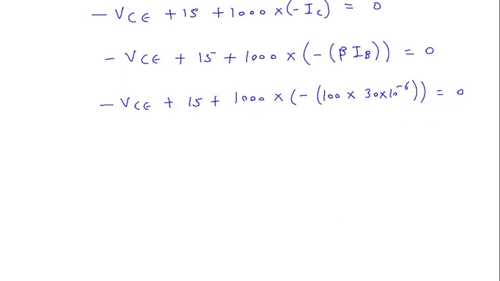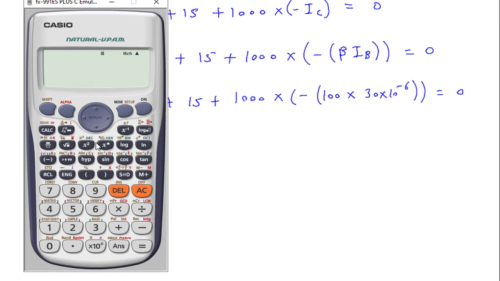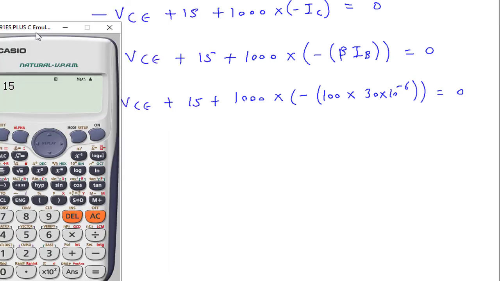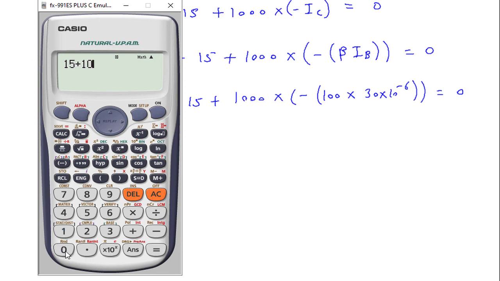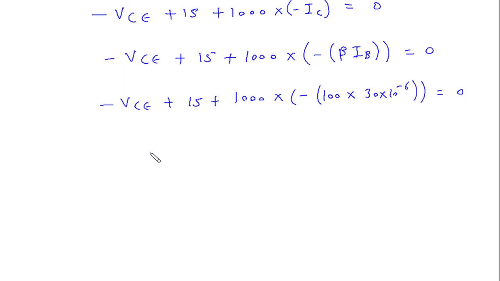Now this will be 15 plus 1000 into minus 100 into 30 into 10 raised to minus 6, which is equal to 12. Minus VCE plus 12 is equal to 0. Therefore, VCE is equal to 12. The unit of voltage is volts.